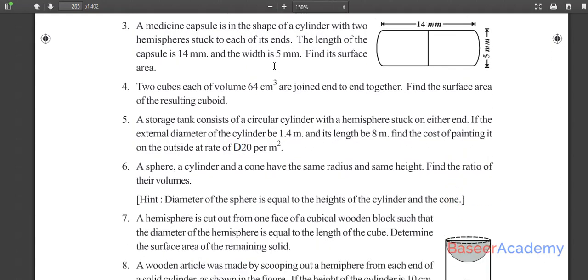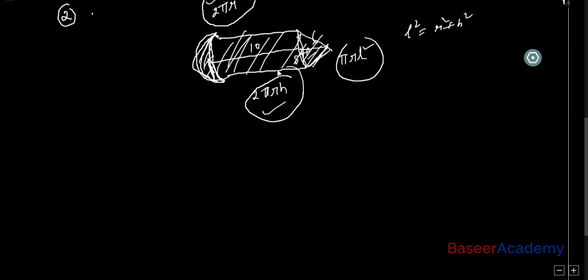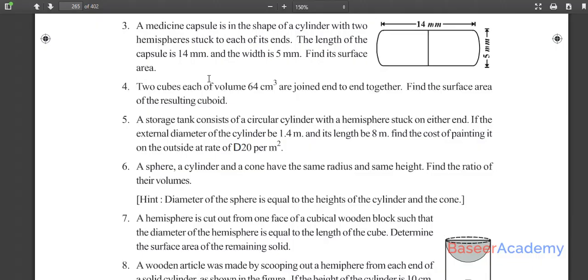Third question, I'll do it because this third question is a little bit tricky. So this one I'm going to do. A medicine capsule is in the shape of a cylinder with two hemispheres stuck to each of its ends. So we have a capsule which is in the shape of a cylinder with two hemispheres connected to both of its ends.